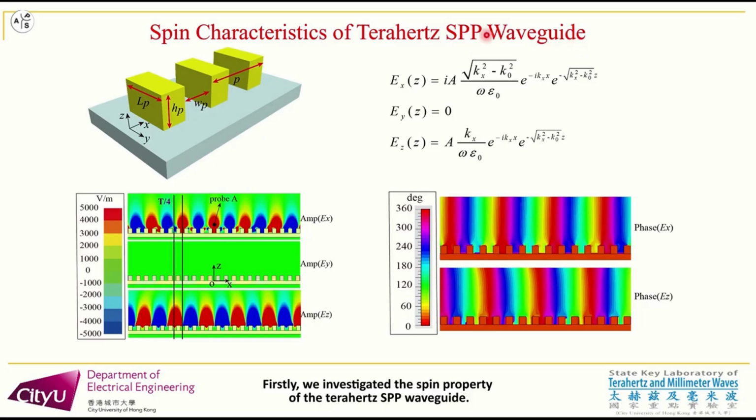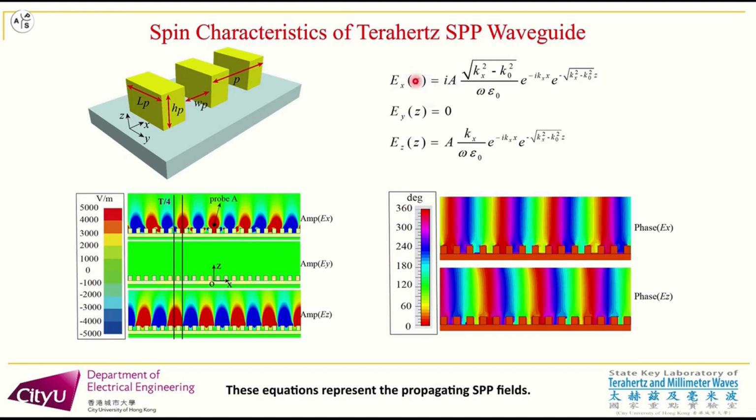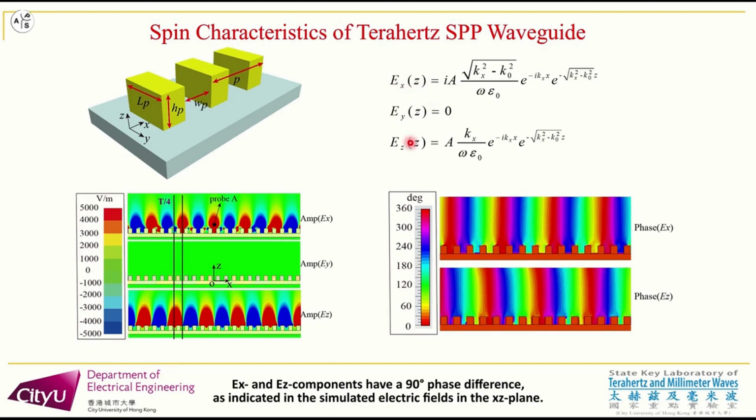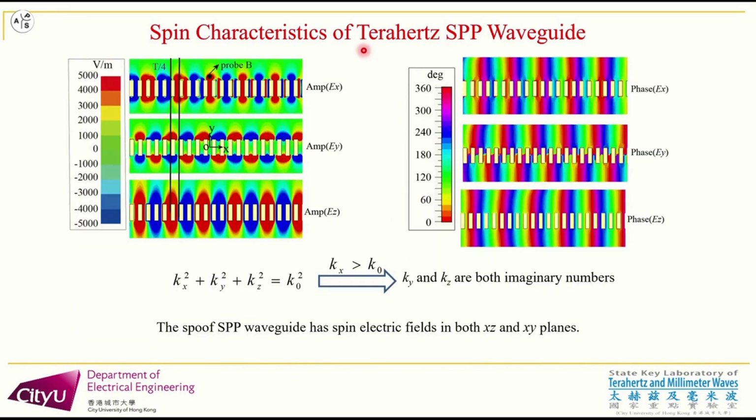Firstly, we investigated the spin property of the Terahertz SPP waveguide. These equations represent the propagating SPP fields. EX and EZ components have a 90-degree phase difference, as indicated in the simulated electric fields in the XY plane. The electric fields in the air around the SPP waveguide propagate along its length.